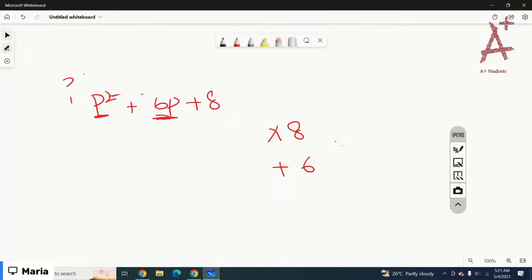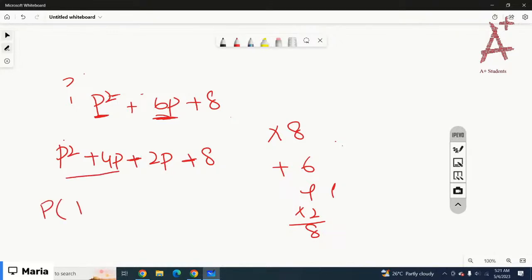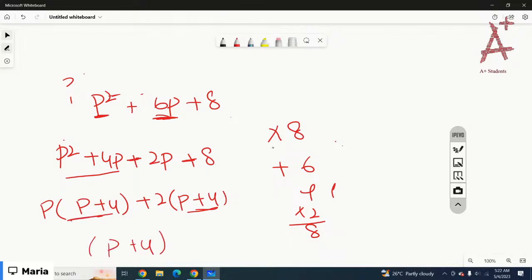It would be 4 and 2. 4 times 2 makes 8 and when added they make 6. So it would be p square plus 4p plus 2p plus 8. From here we take common p and we are left with p plus 4. And from here you can take 2 common and you are left with p plus 4. So here is a common factor p plus 4 and we are left with p plus 2. So the factors are p plus 4 and p plus 2.